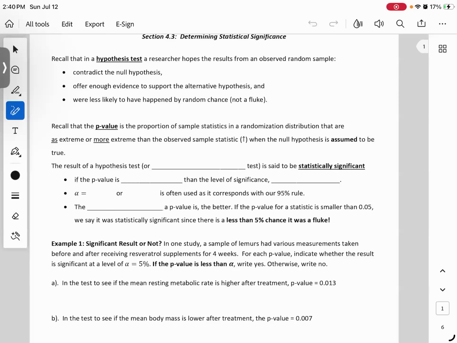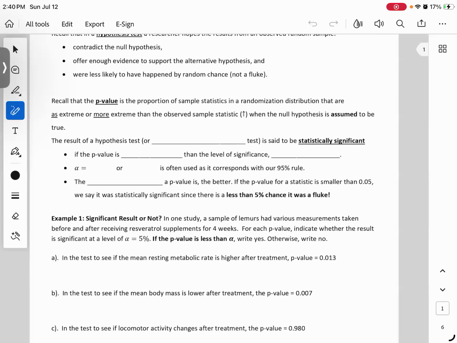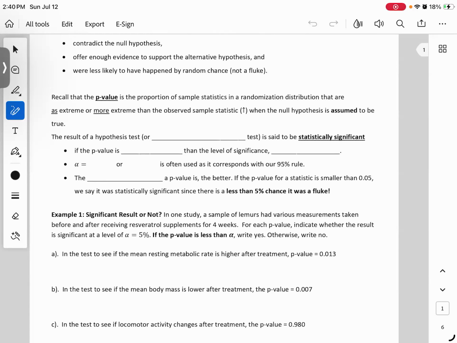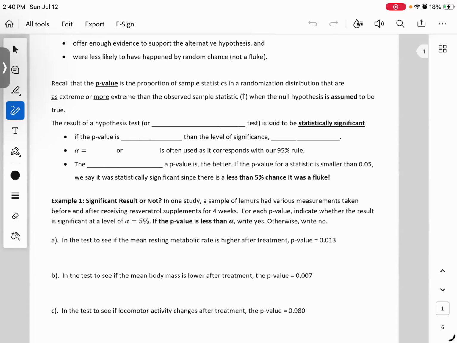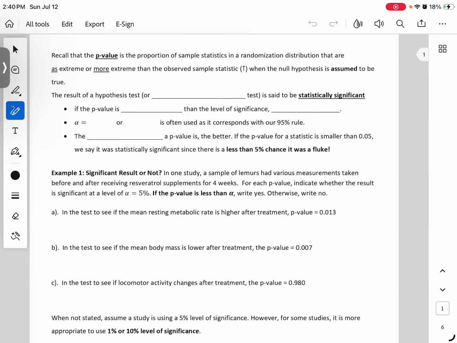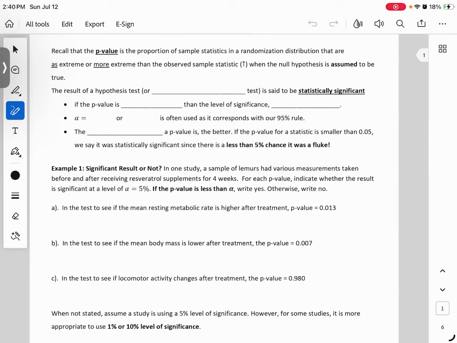That is where the p-value comes in, showing us a way of measuring how likely something was to have been a fluke or not. Just a recall of the definition of the p-value: we're assuming that the null hypothesis is true, only in hopes that we can find a way to contradict it.